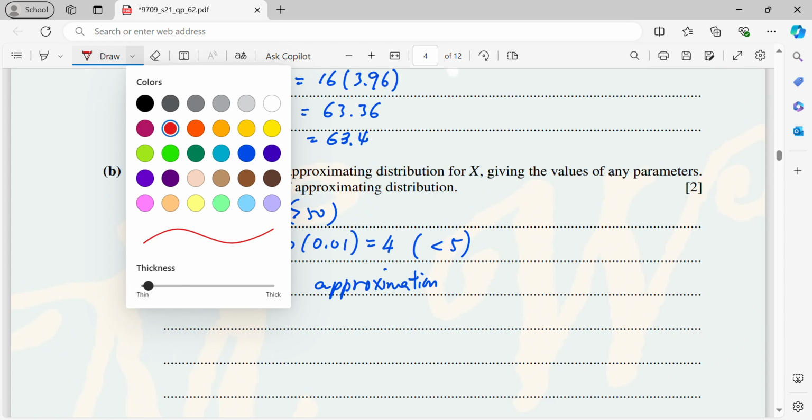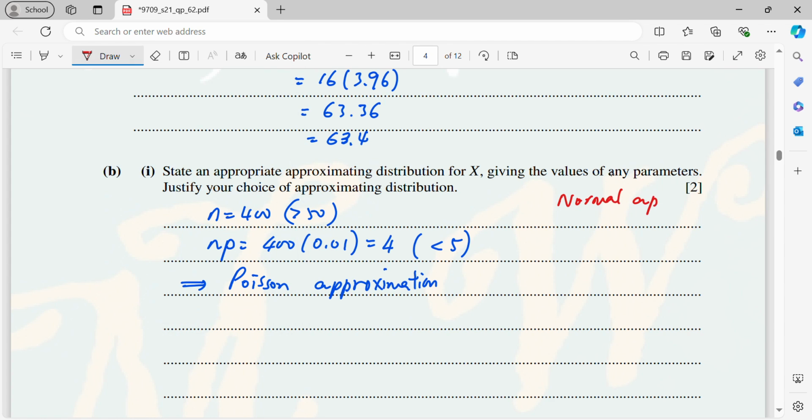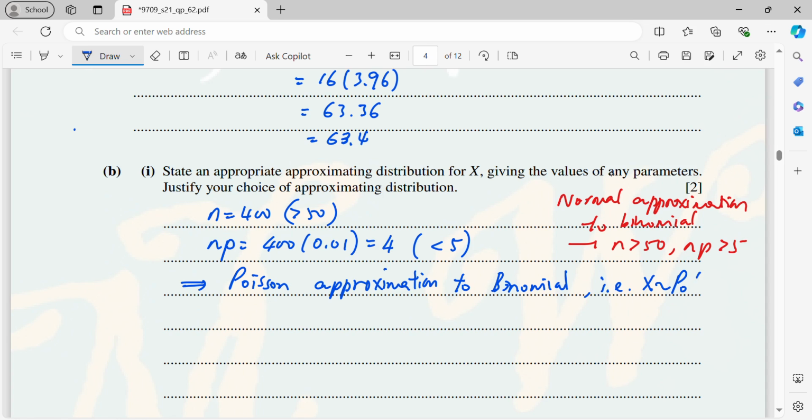So, normal approximation to binomial: n is greater than 50, and np is greater than 5. Okay, so when np is less than 5, therefore it's Poisson approximated. So here, this is Poisson approximation to binomial. That is, x will be Poisson distributed with mean 4. So that's the distribution for x.